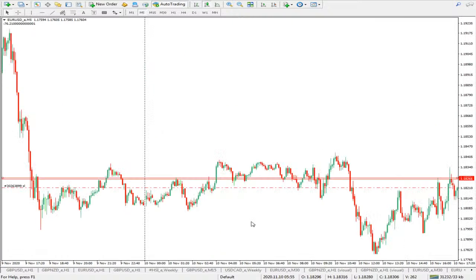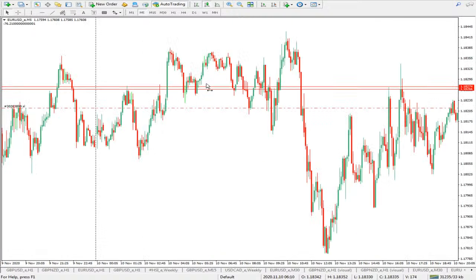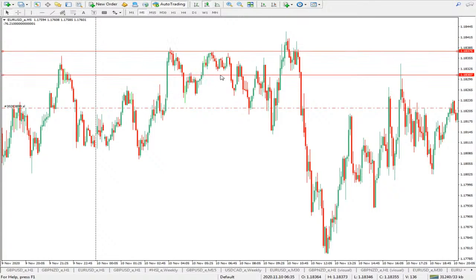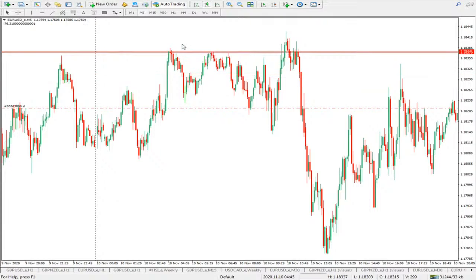The other example, this is another one. We have a resistance level at this point here, and then you have another one here. So this is technically just a resistance. We have a resistance, we have a resistance, there's a break above, there's a break below, and then there's a return back to the same place.